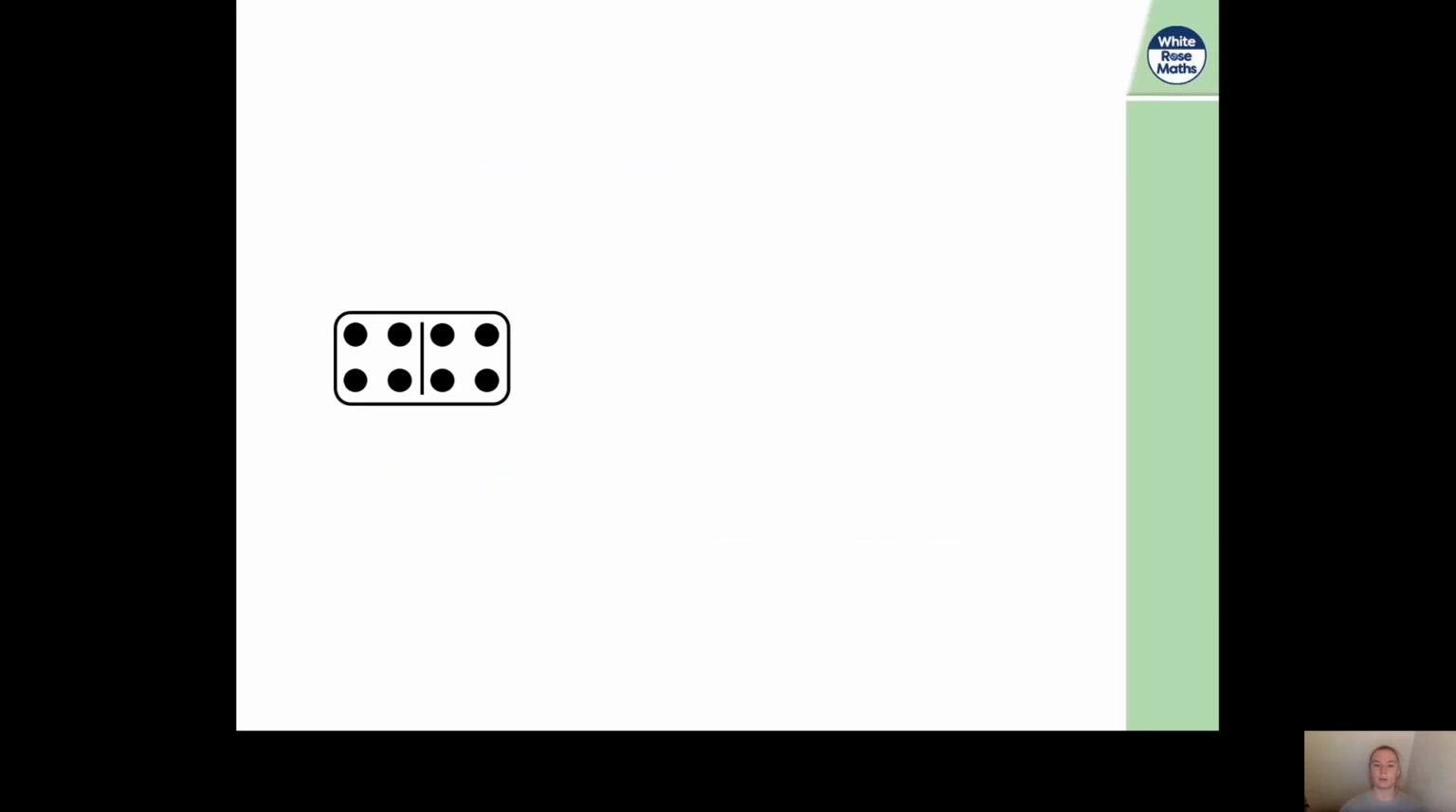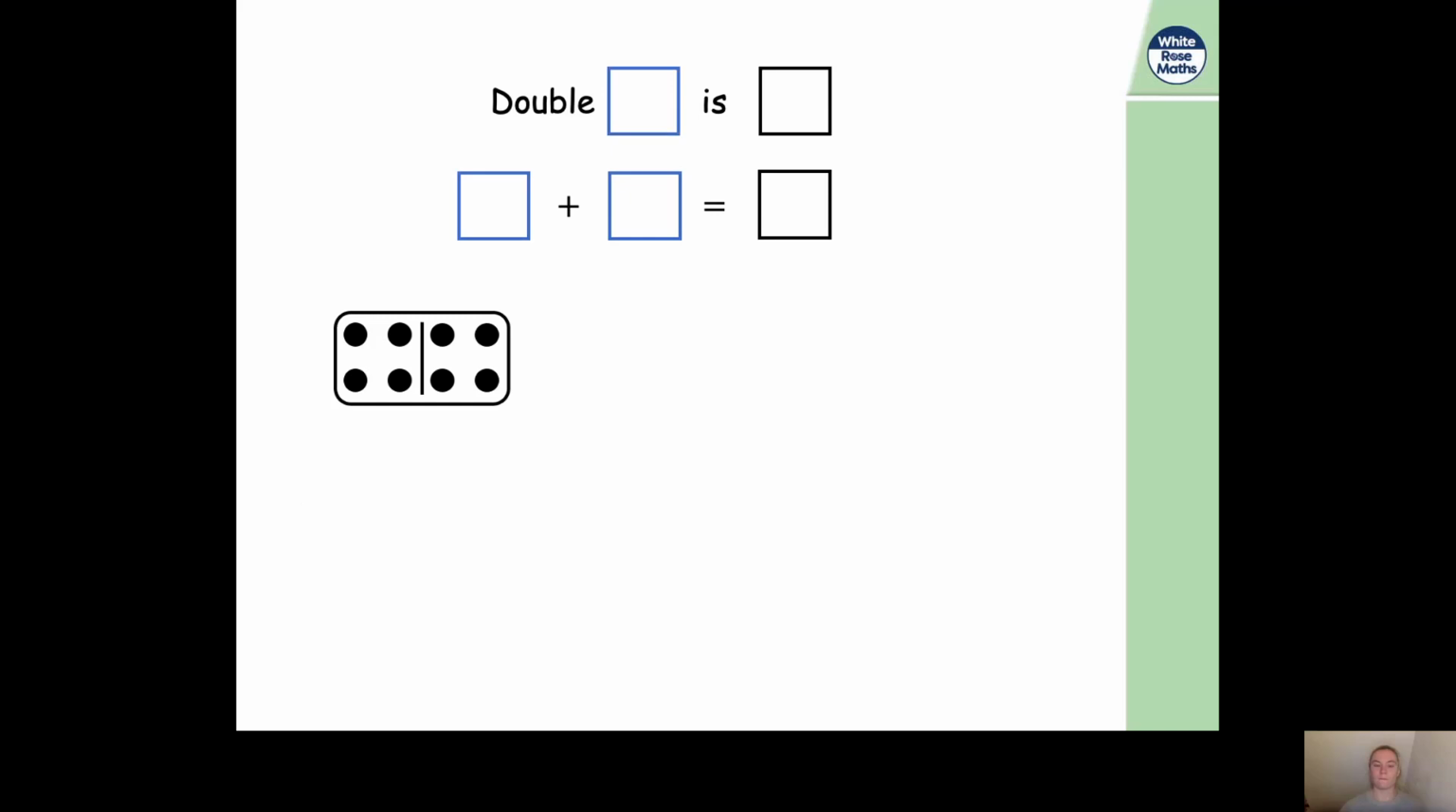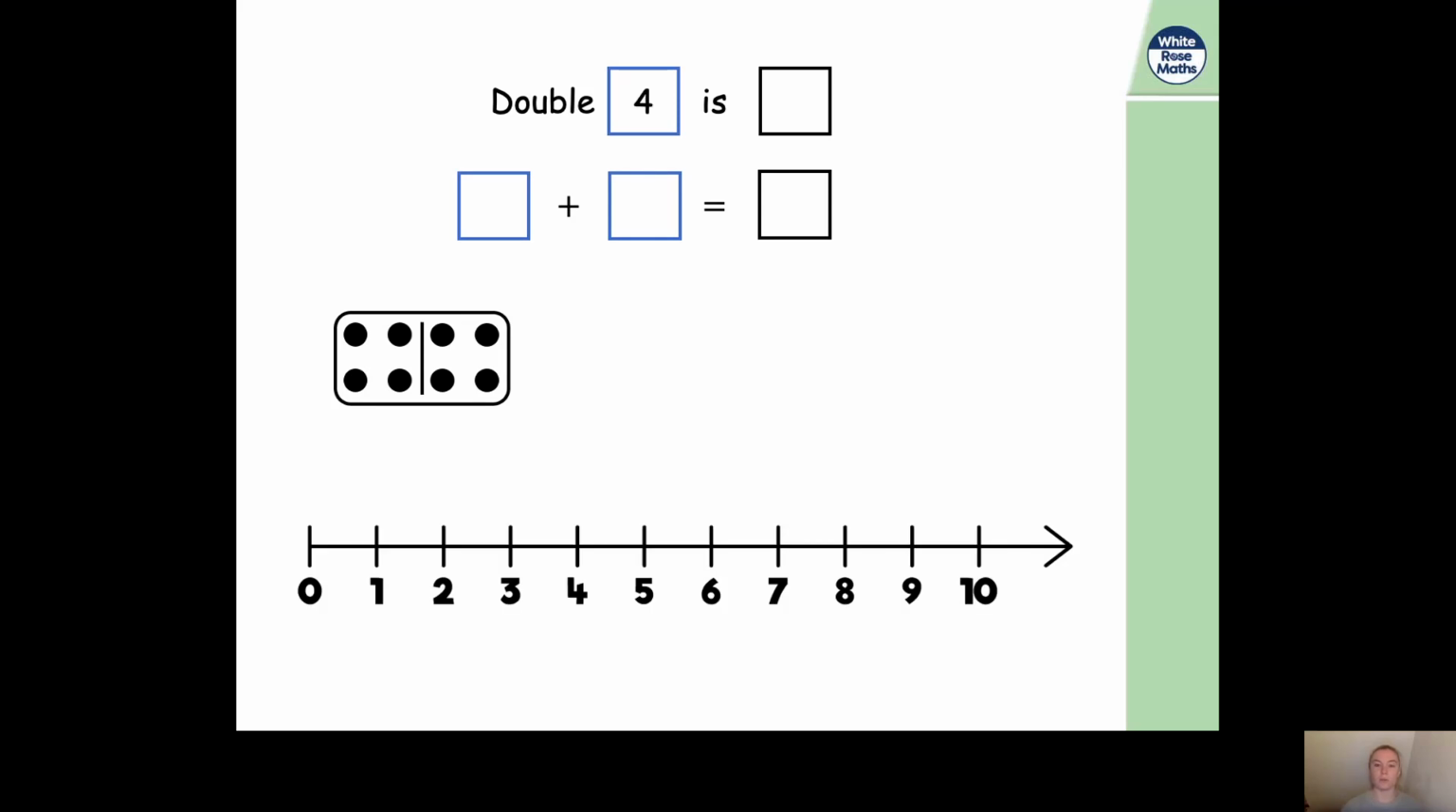Now, I would like you to pause the video and have a think. We have 4 dots on one side, so we're trying to work out double 4. Okay, can you come up with the number sentence to work this out and find the answer? Okay, pause the video and have a go.